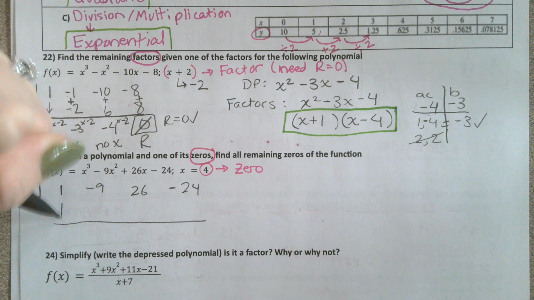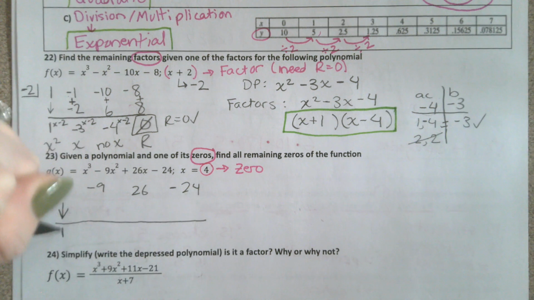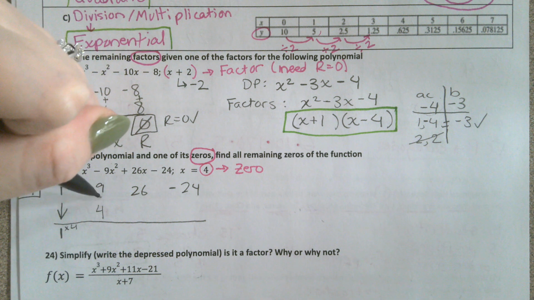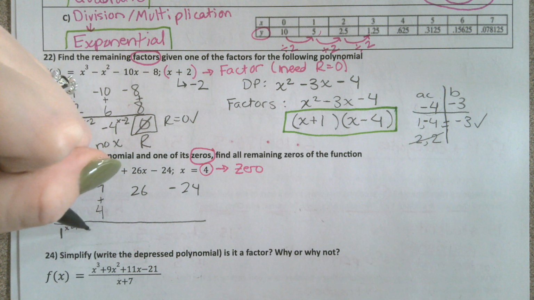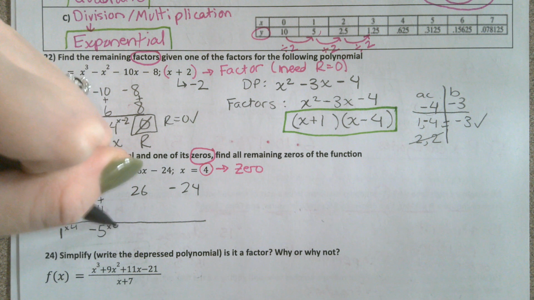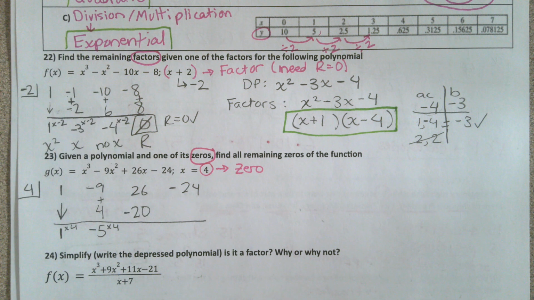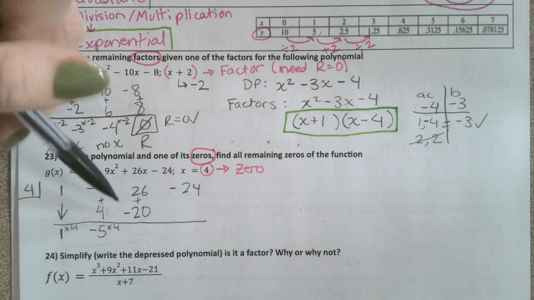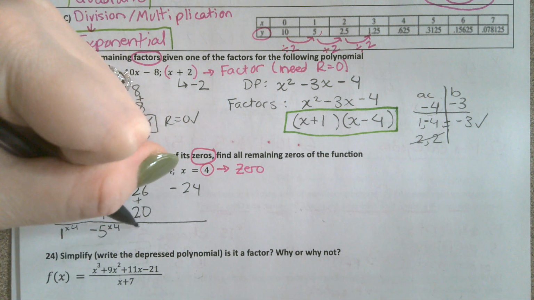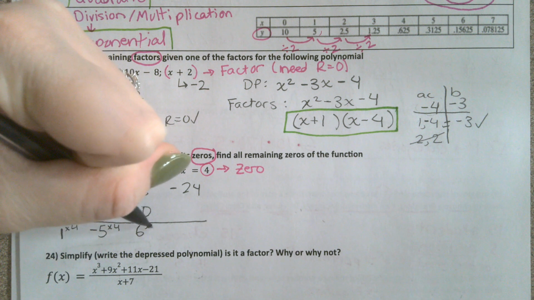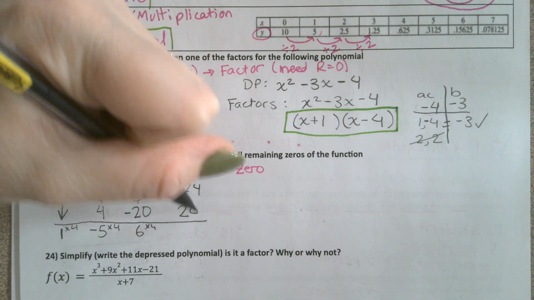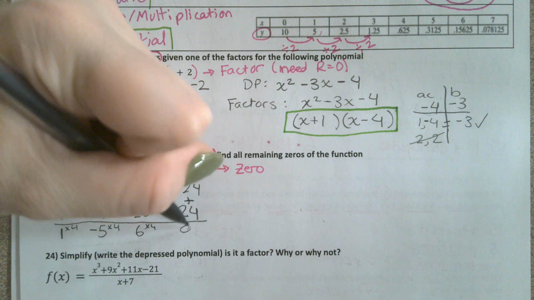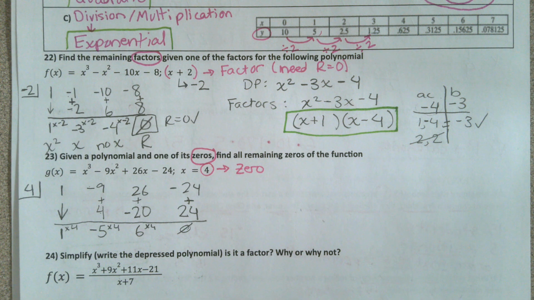Start the synthetic division process by bringing down the 1. 1 times 4 is 4. Add -9 plus 4 is -5. Times 4 is -20. Add 26 plus -20, or 26 minus 20, is just 6. Times 4 is +24, which will cancel out with the -24, giving us 0.